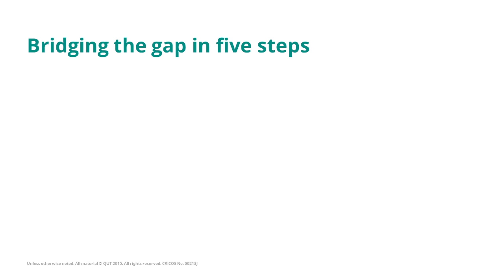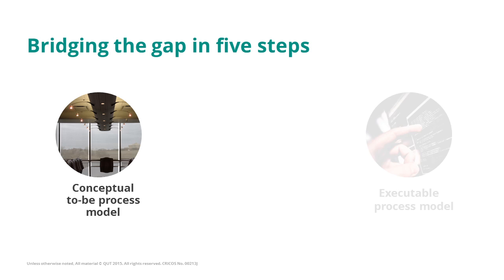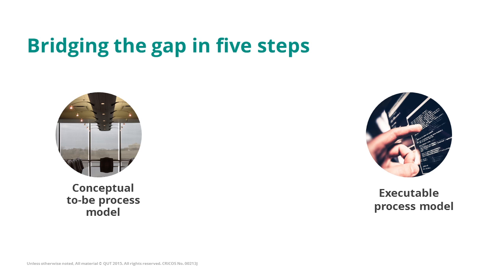So we propose a 5-step approach that allows us to incrementally transform a conceptual process model into an executable one. And a characteristic of this approach is that we actually come up with an intermediate format, the to-be-executed process model, that we obtain along the way when transforming a conceptual process model into an executable one.